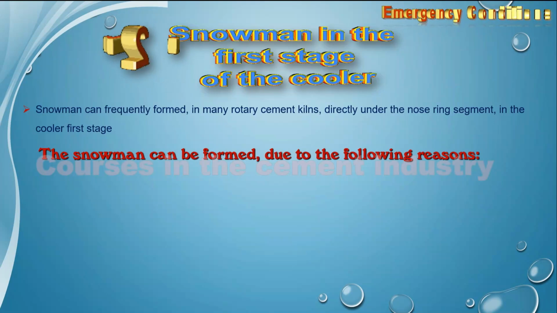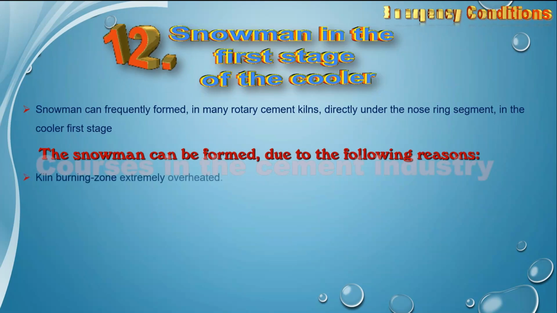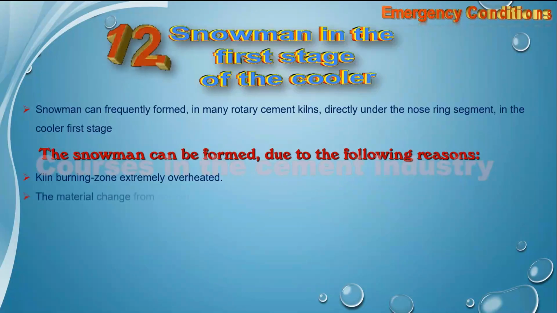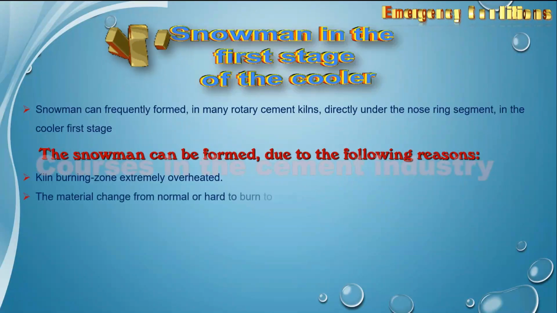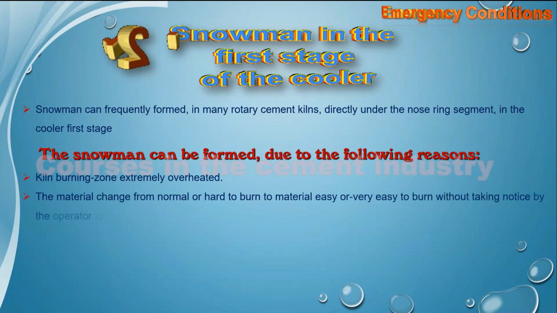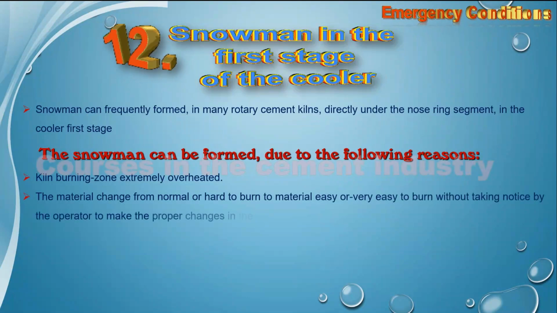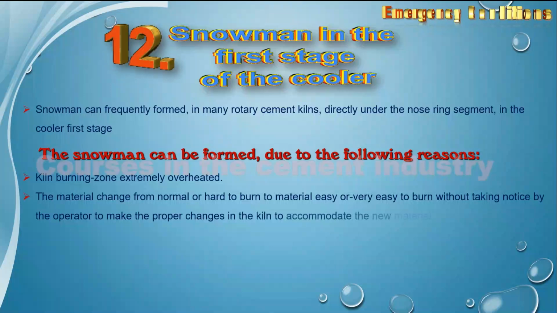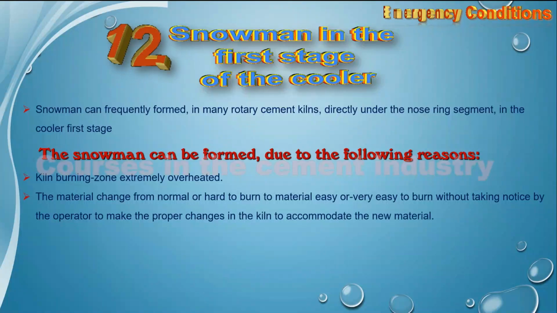1. Kiln burning zone extremely overheated. 2. The material changes from normal or hard to burn, to material easy or very easy to burn, without the operator taking notice to make the proper changes in the kiln to accommodate the new material.